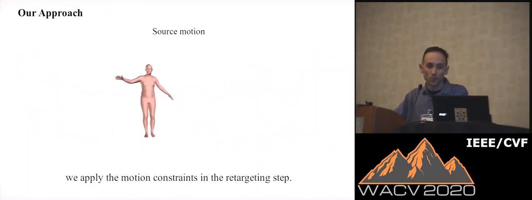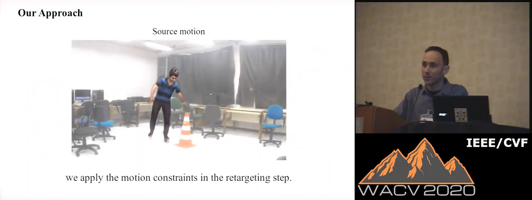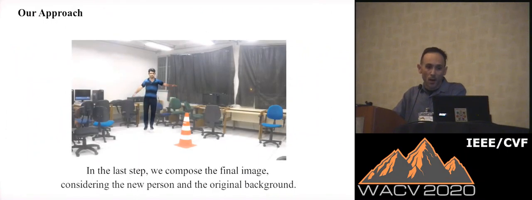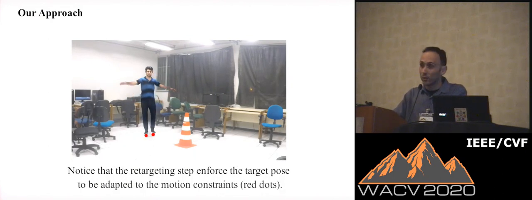So here you can see we are applying the motion constraint in the retarget step. In the final image with the new person and the original background, you can see that the retarget step enforced the target pose to be adapted to the motion constraint, the red dots.